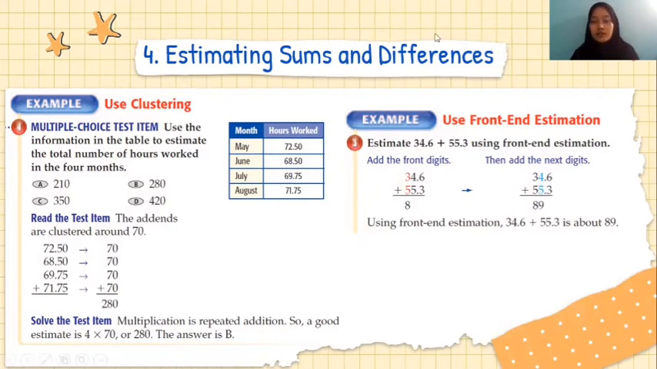Next, use front-end estimation. Estimate 34.6 plus 55.3 using front-end estimation. Add the front digits. The front digits are 3 and 5. So sum the 3 and 5, it equals 8. Then add the next digit. The next digits are 4 and 5. So we get 9 here. Using front-end estimation, 34.6 plus 55.3 is about 89.